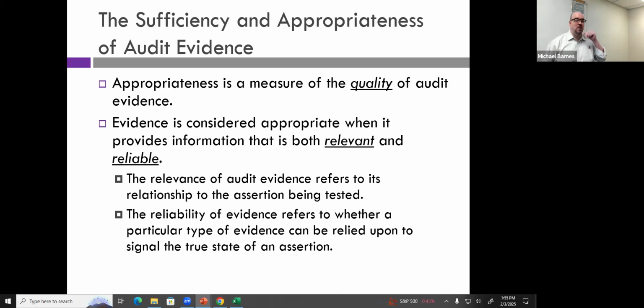Evidence is considered appropriate when it's both relevant and reliable. Relevance basically means the audit evidence refers to the relationship to the assertion being tested. And reliability refers to whether a particular type of evidence can be relied upon to signal the true state of an assertion.